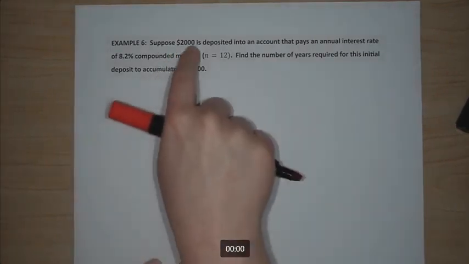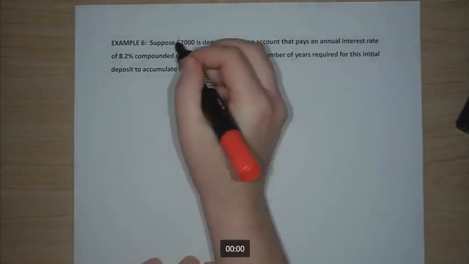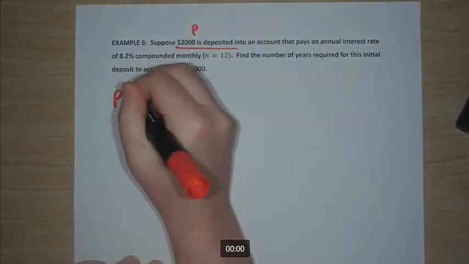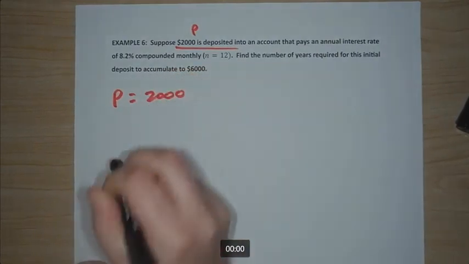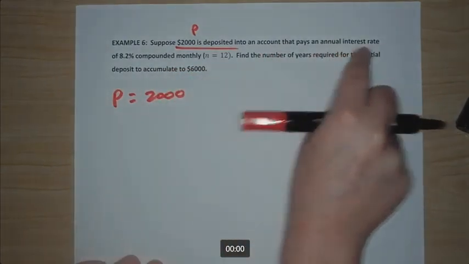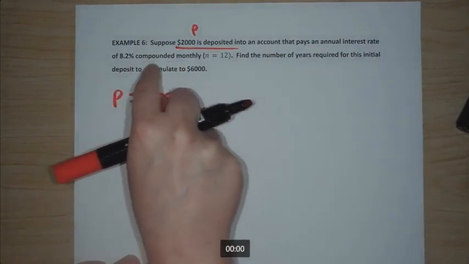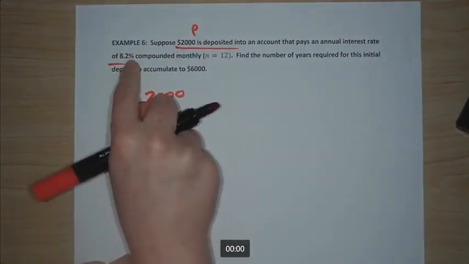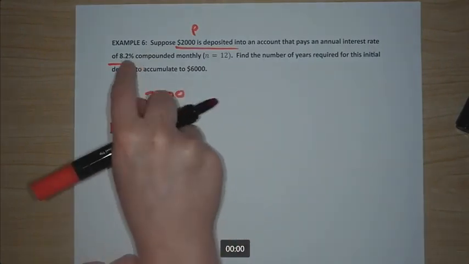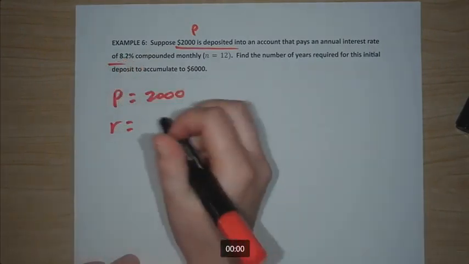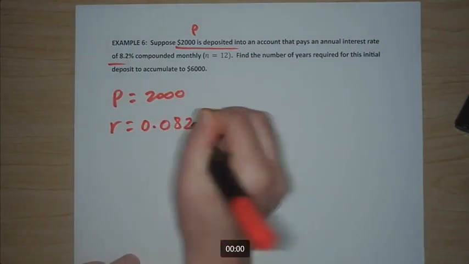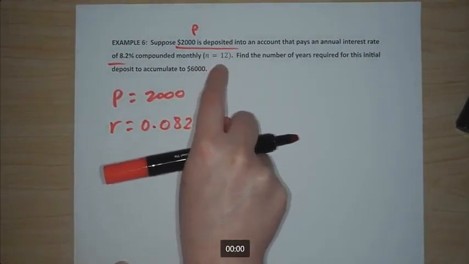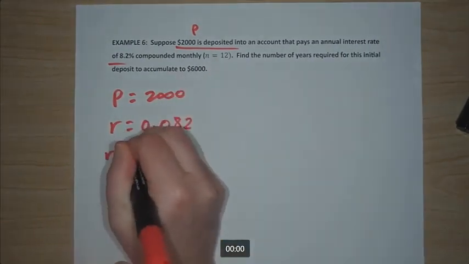So first off, we have $2,000 is deposited into an account. So this is our P, or our initial amount. So P is equal to 2,000. Pays an annual interest rate of 8.2% compounded monthly. So this right here is our R. But remember, R needs to be in decimal format. So we need to move this decimal back 2 spaces. So it's 0.082. Compounded monthly. So in a year, it's compounded 12 times. So our N is 12.